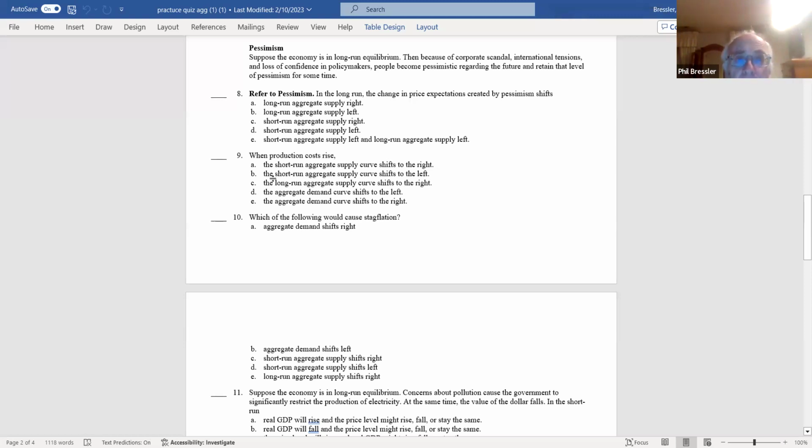Now, they could also ask you about stagflation, because a leftward supply curve would cause stagflation, right? Price levels up, output down, stagflation. They could also ask for cost-push inflation, which is another term for stagflation. So those are the things there. Boom. Would I know it? Which of the following would cause stagflation? D as in dogwood, short run aggregate supply left.